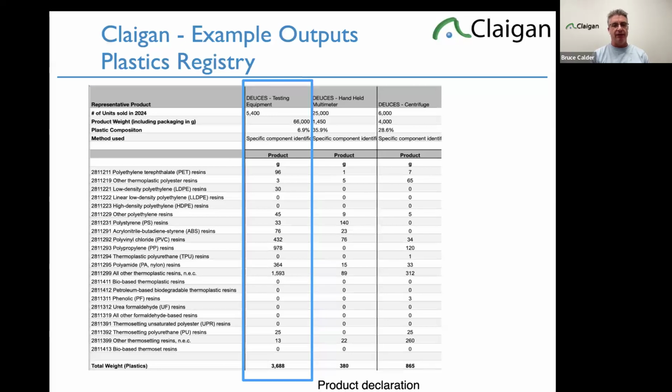It's like your heat shrink, even though heat shrink won't add up to that amount of weight. So there's got to be some other polyethylene blend. 33 grams of polystyrene, 76 grams of ABS, 432 grams of PVC, which would be heavily on the wires and cables, 978 grams of polypropylene, 364 grams of nylons, which will both be connectors, so probably something structural, and then 1,593 grams of all other thermoplastic resins, which will be some PFAS, but it will generally be polycarbonate. That's actually polycarbonates. PTFE and polycarbonate are actually in the same category.